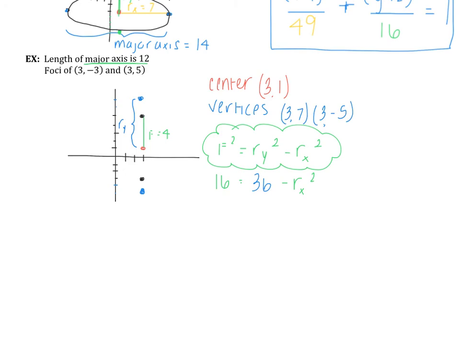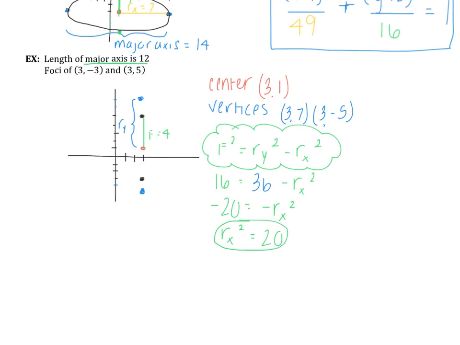So doing some math, I get negative, wow, I did not expect that to happen. You get -20 equals negative Rx squared. So Rx squared equals 20, just divided by -1. And that's really all I want. I don't need to find Rx. I mean, you could, but you really don't need to. This is what I want.